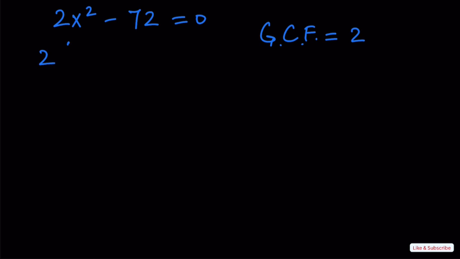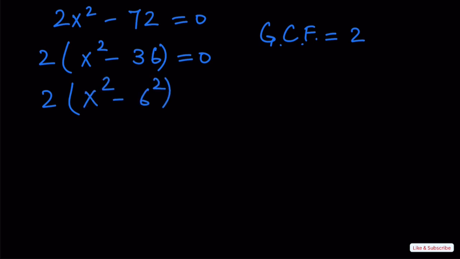Let's solve 2x squared minus 72 equals 0. Now in this case, 2x squared and 72, they both are not perfect squares of whole numbers. So in this case, we'll find out what is the GCF. The GCF, the greatest common factor of 2 and 72, is 2. So I can take out the GCF as common. Now if you divide 2x squared by 2, you get x squared. And if you divide 72 by 2, you get 36. I can write this as x squared minus 6 squared.